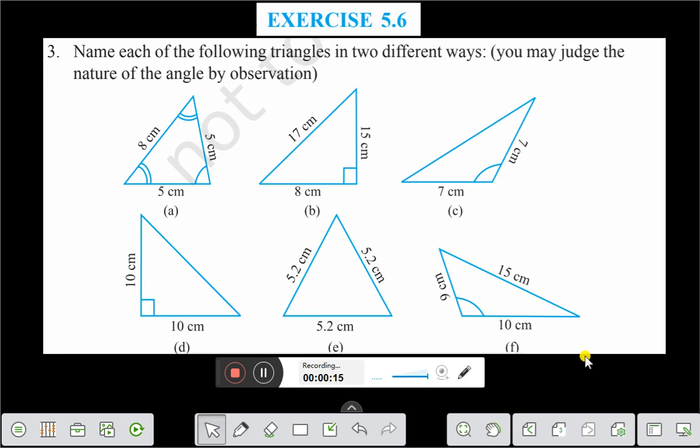We already know that a triangle can be named in two ways: naming of triangle according to side and naming of triangle according to angle. Right? Here we will do both ways, that is according to side and according to angle. Here you see this question.